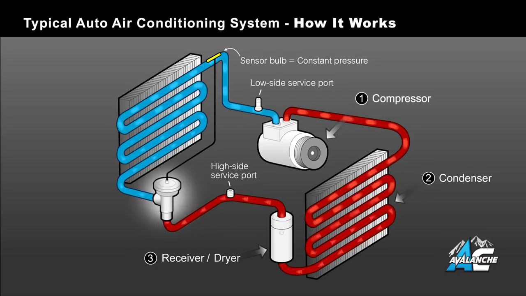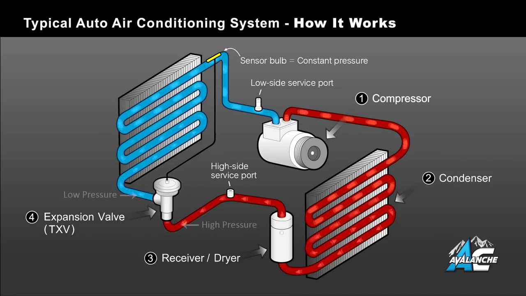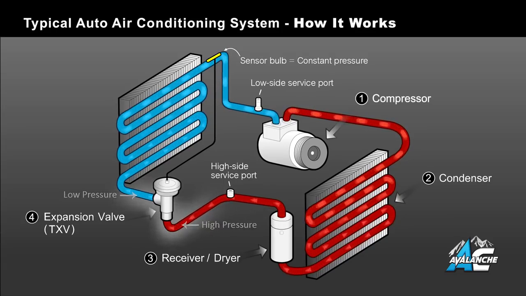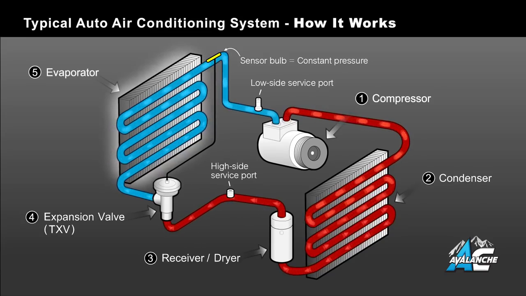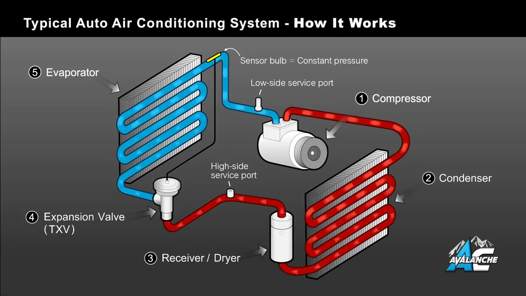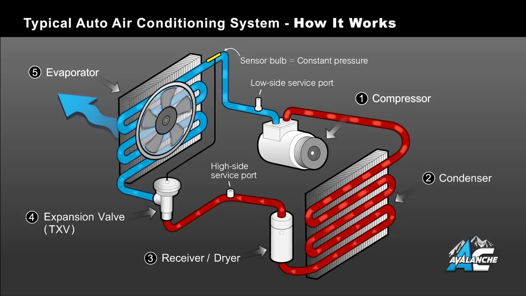Next, this high pressure liquid passes through the expansion valve, allowing it to expand and turn into a low pressure liquid as indicated in our color change from red to blue. This low pressure liquid flows from the expansion valve directly into the evaporator, at which point it begins to boil and turn back into a low pressure gas, absorbing heat as it does so. This chills the walls of the evaporator, and the blower motor pushes this cool air through the vehicle's dashboard vents.